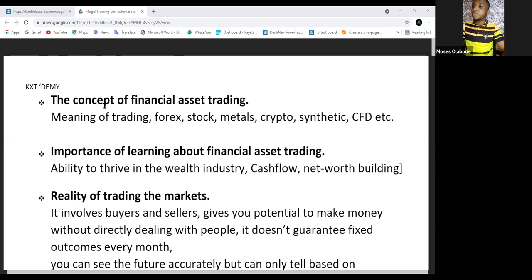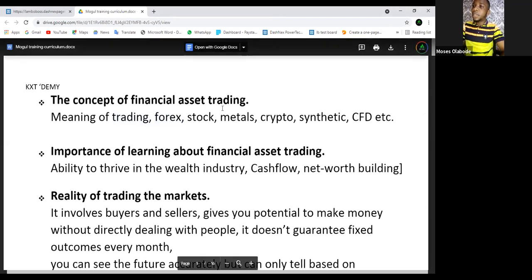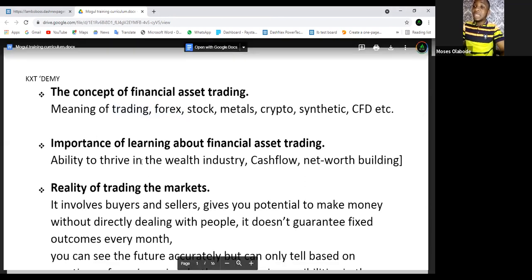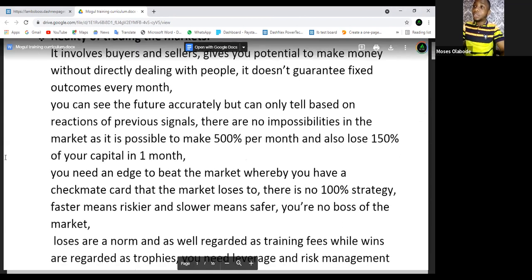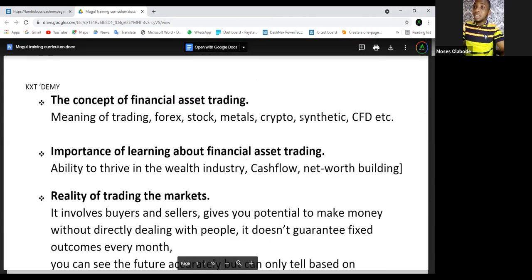So trading just involves selling and buying an asset, selling an asset when it is overbought, buying an asset when it is oversold. So when people talk about I'm trading Forex, I'm trading stock, I'm trading blah, blah, blah, if you can understand everything that actually guides price action, you can trade any of these things.